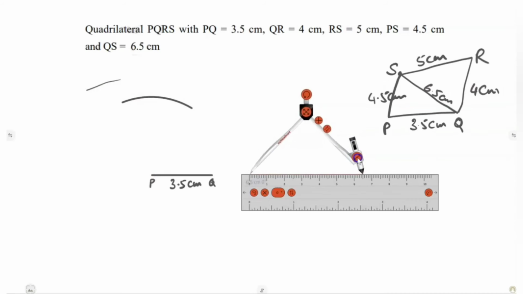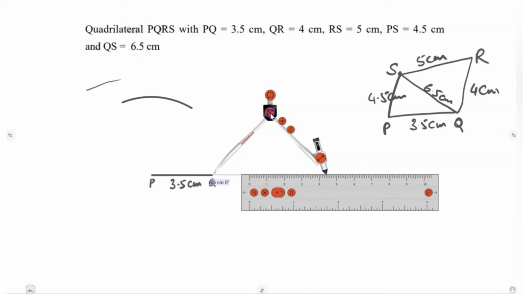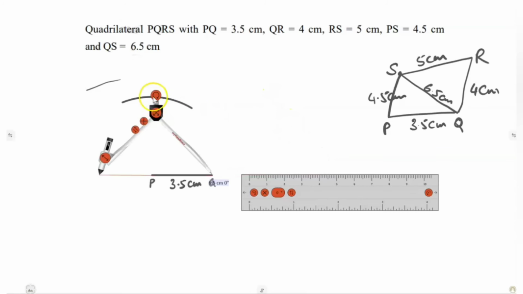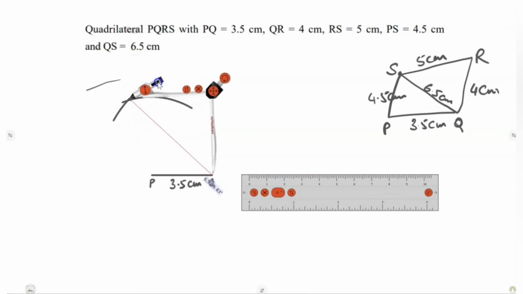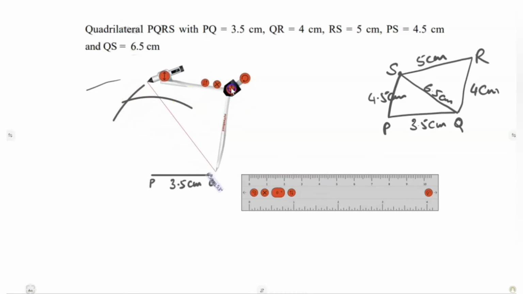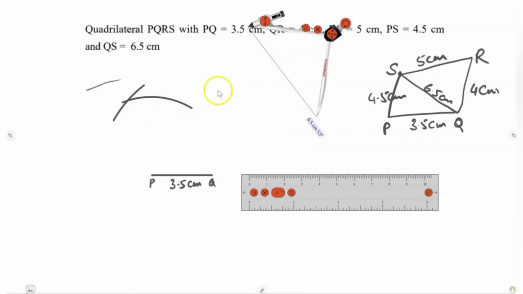Similarly, now take a radius of 6.5 centimeters, which is the distance from Q to S. We are going to construct point S, so we take a radius of 6.5 centimeters, put it on Q as center, and draw an arc to cut the previous arc. Make sure the two arcs meet each other. If not, extend the two arcs and let them meet. Now mark the point as S.